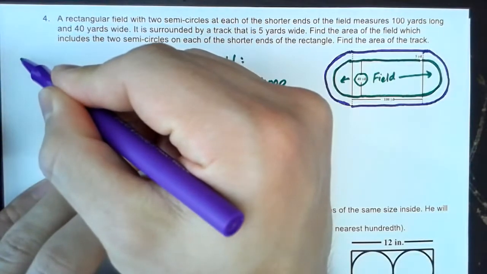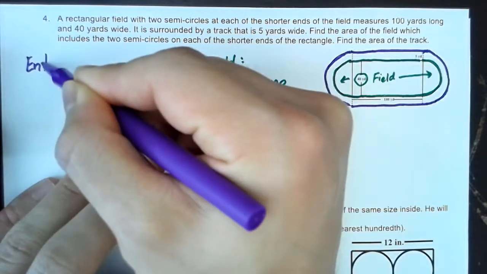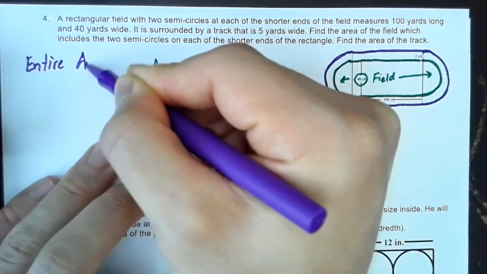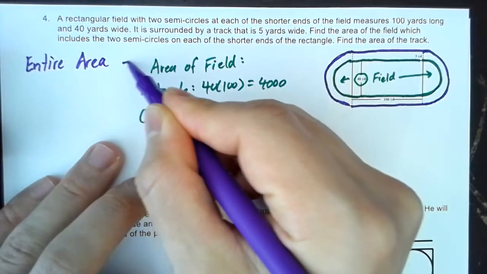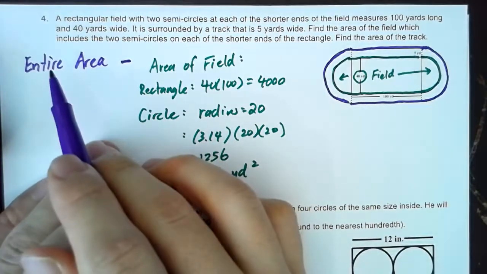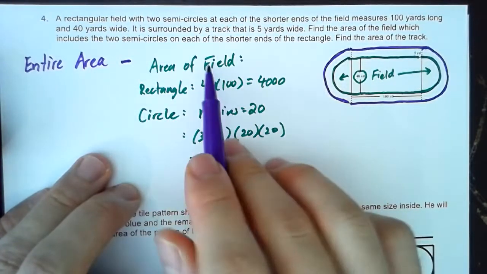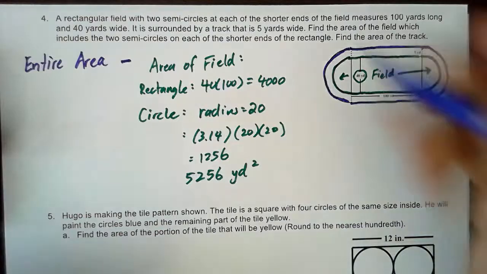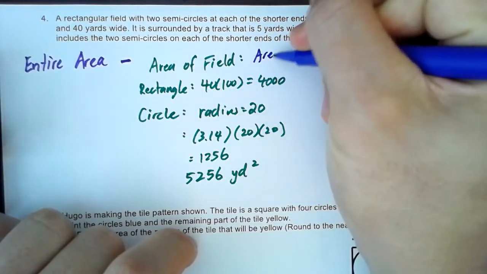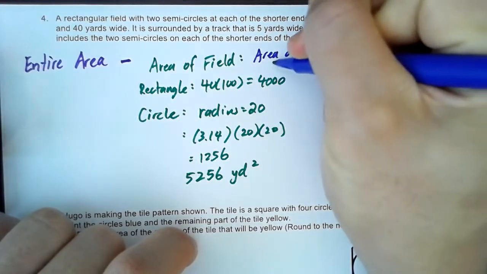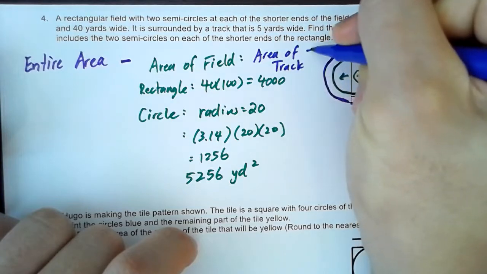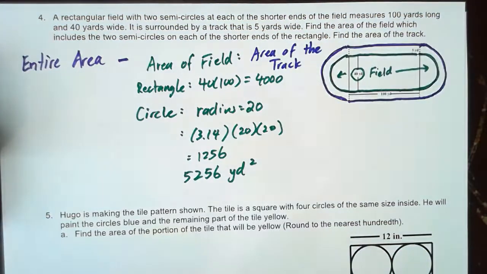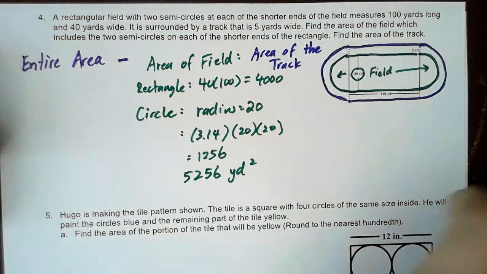So I'm going to write entire area on the left. And you can see why I wrote entire area on the left, because I then want to subtract the entire area minus the area of the field to then get area of track, the track. Okay, so let's first talk about the area of the field.